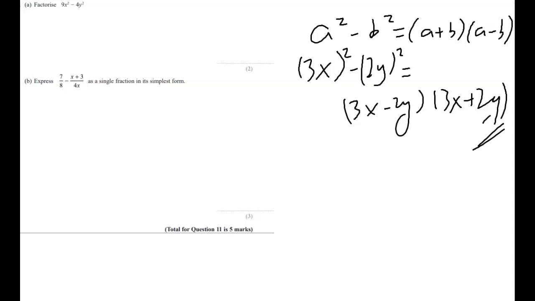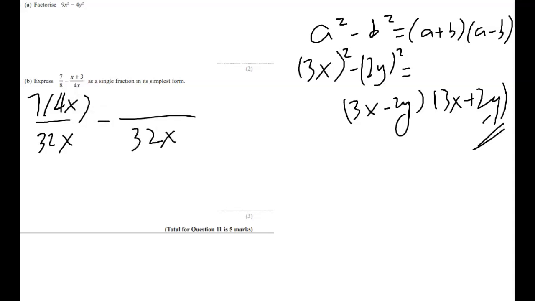Alright, so if we look at the fact that here 7 over 8 can actually be over 32x, and eventually, that is just 8 multiplied by 4x. So 7 multiplied by 4x on top. And then the bottom one, 32x as well, so it's essentially just 8 multiplied by x plus 3. Alright? So now we have a common denominator of 32x.